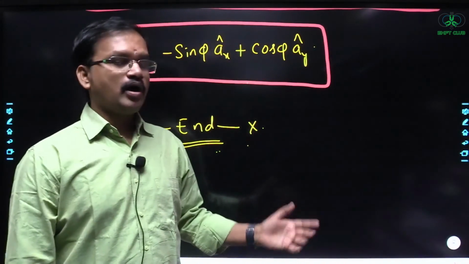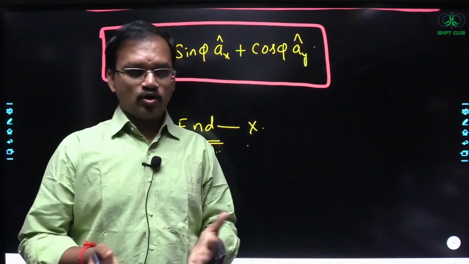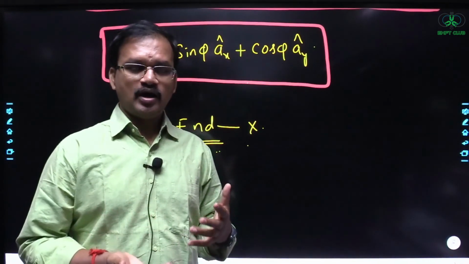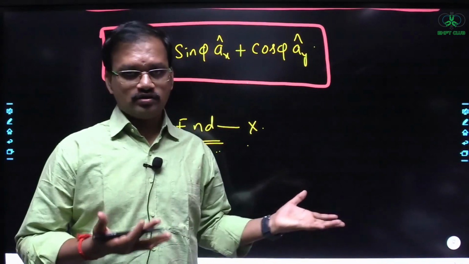Up till now I hope it is crystal clear. I hope you know what you mean by r, what you mean by theta, and what you mean by phi, and how to represent the unit vectors and all these things.